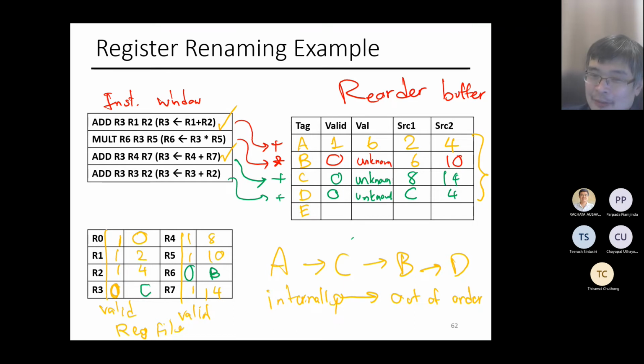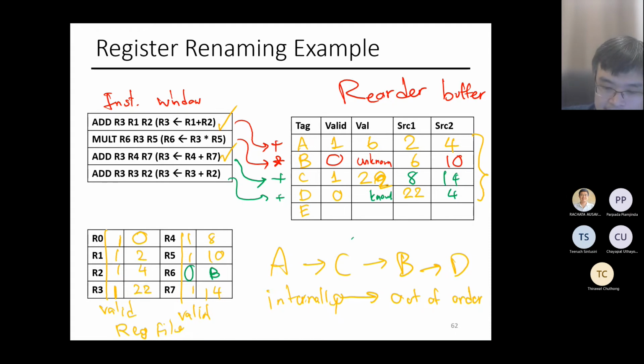What is 8 plus 14? That's 22, right? So I just go in and say, who needs C? If you need C, update yourself. It's now valid. The value is 22. What I have to do here is go here and update here. Now C is 22, right? It's now valid. Over here, the register is valid. The value is 22.